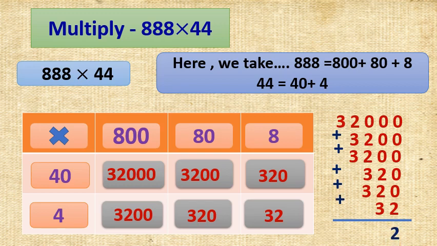Now we will add these numbers. In the unit place only 2. In the tens place 2 plus 2 plus 3 means 7. In the hundreds place 2 plus 2 plus 3 plus 3 means 10. Isn't it? 0 we will write down. 1 is carried over. Then 1 plus 2 is 3. 3 plus 3 is 6. 6 plus 3 is 9. And in the last place only 3 remained. Correct? So our product is 39,072. Isn't it?